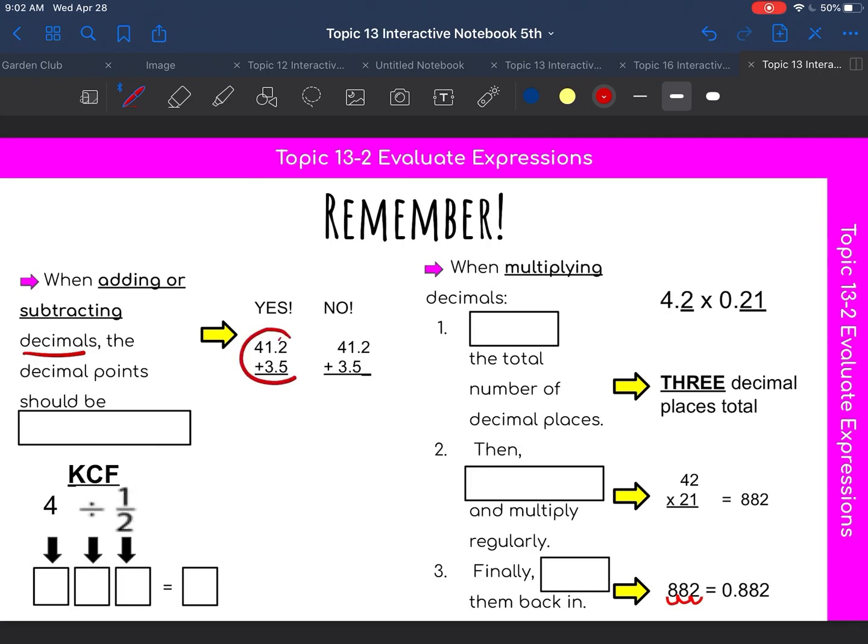So let's look at this example. This is correct. But this is not correct. So the decimal point should always be lined up. So just keep that in mind when we're adding or subtracting.